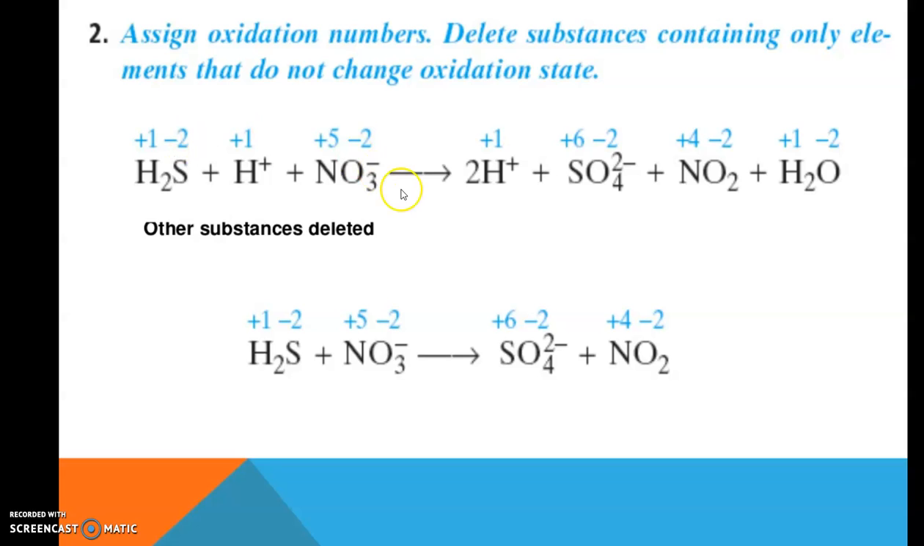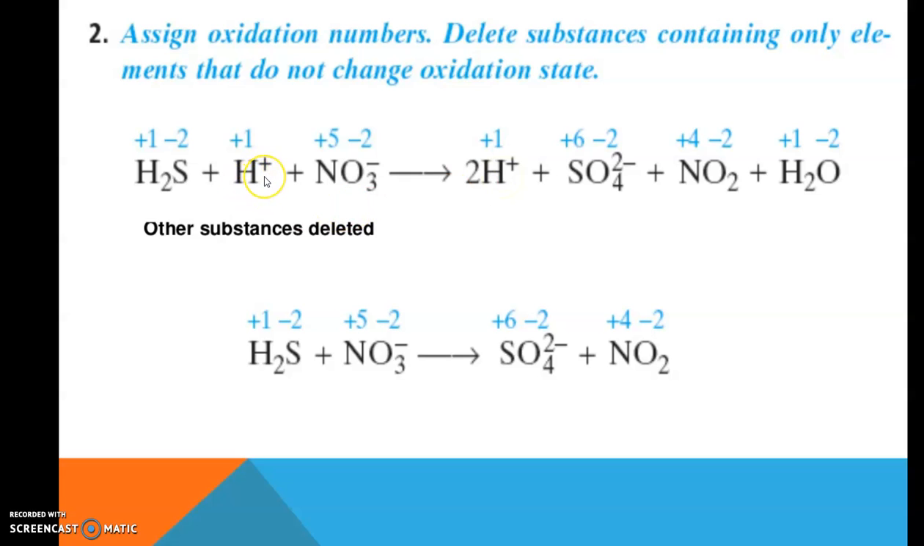So identify the oxidation number, assign the oxidation number, and cancel the compounds which have only elements that do not change oxidation state. For example, if you check here, the oxidation state of H2 is plus 1, same. So it has no change. Such things we can delete. Here H plus is only H plus, so we can eliminate that.